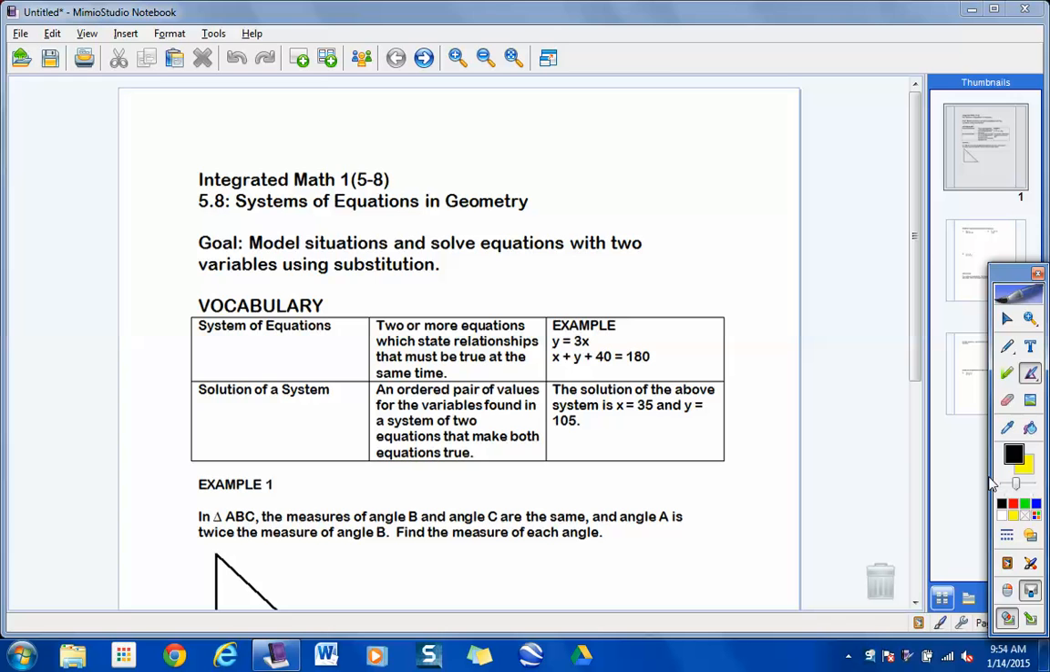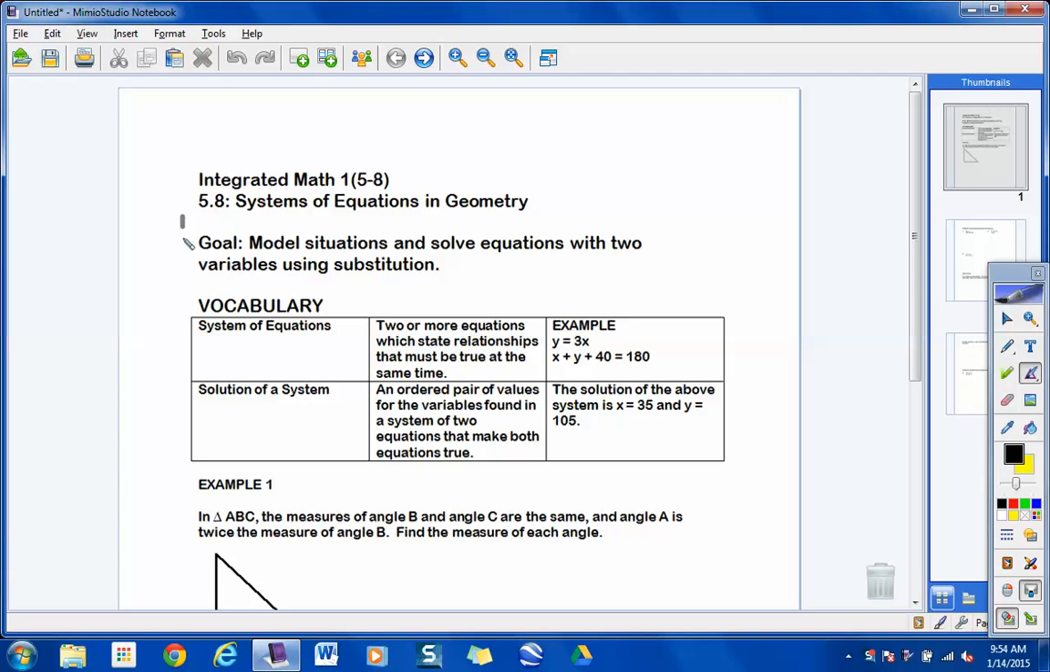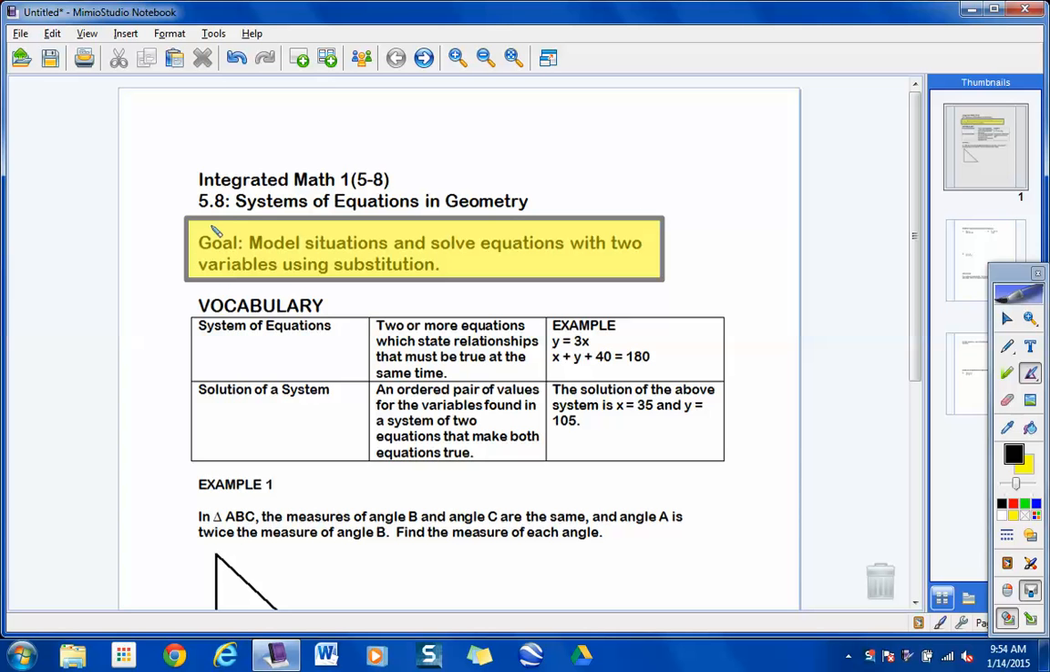All right? The example I used to start this today, we were talking about how many quarters, nickels, and dimes did you have. There were three unknowns. But for our purposes, we are only going to be discussing two situations or two unknowns. All right? First of all, we need to know what a system of equations is. Very important. A system of equations is two or more equations which state relationships that must be true at the same time.